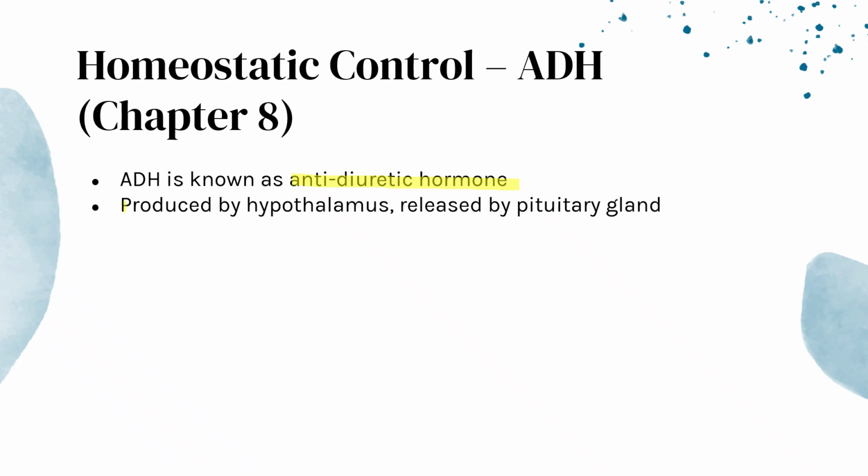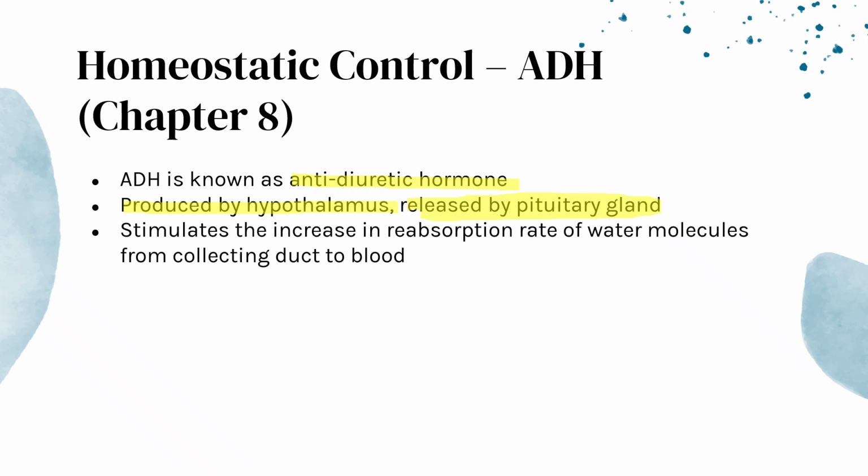It is produced by the hypothalamus. So the hypothalamus in the brain produces ADH, but the release of ADH into the blood is through the pituitary gland. So be careful with these two terms. Now, what ADH does generally is that it stimulates the increase in absorption rate. As long as there's ADH in the blood, water molecules can be absorbed from the collecting duct into the blood. And the collecting duct is part of the nephron. So as long as there's ADH, water can be reabsorbed. If I have more ADH, then I can reabsorb more. If I have less ADH, then I reabsorb less.